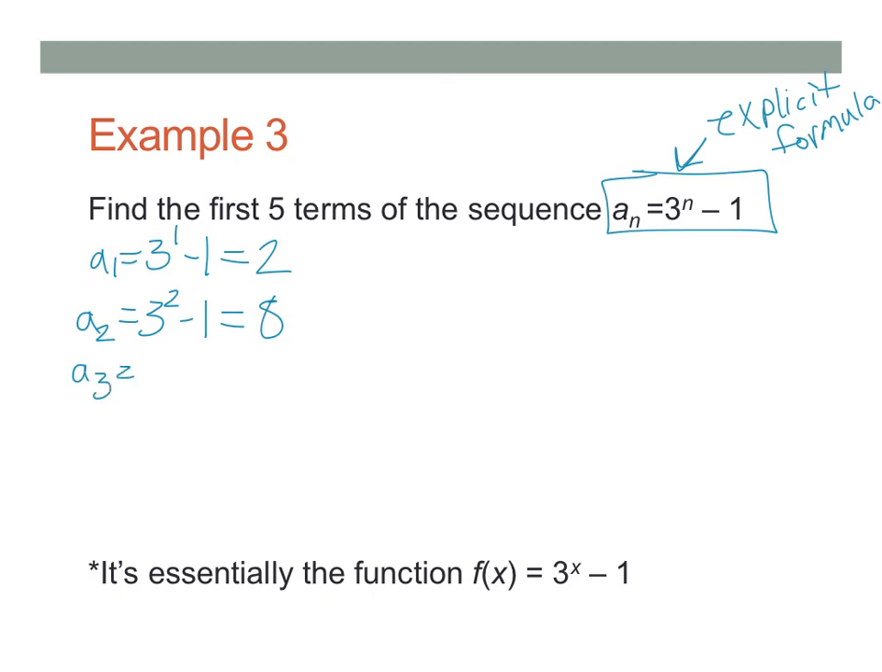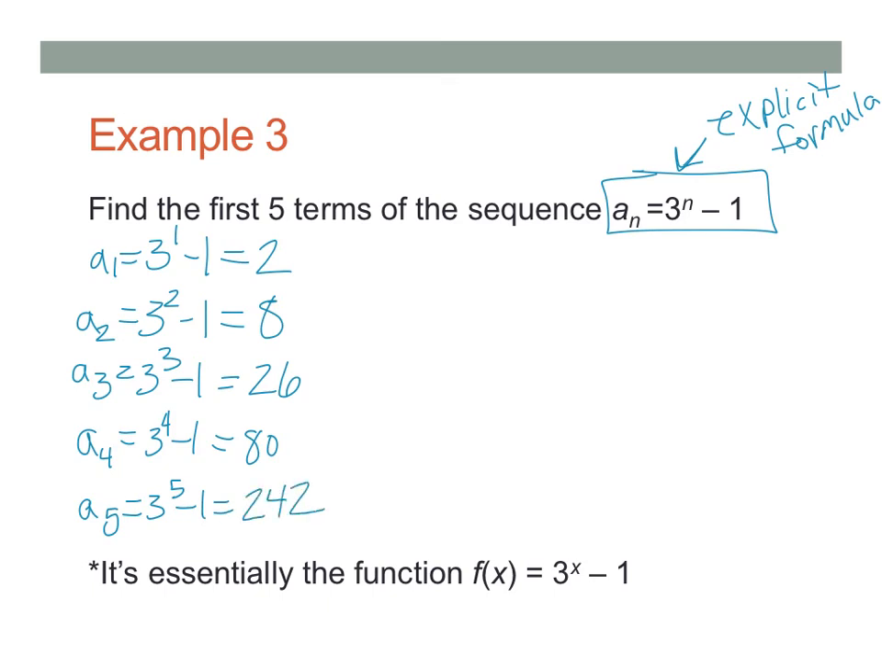A sub 3 means we're doing 3 cubed minus 1, which gets us 26. A sub 4 is 3 to the power of 4 minus 1, which gets us 80. And a sub 5 is 3 to the power of 5 minus 1, which gets us 242. So the first 5 terms are 2, 8, 26, 80, and 242.